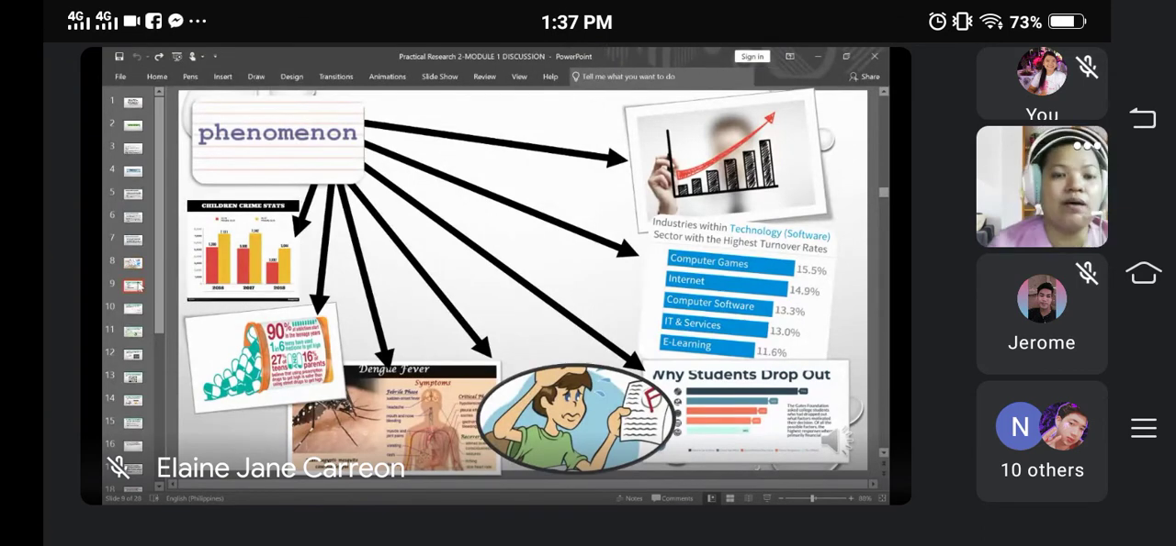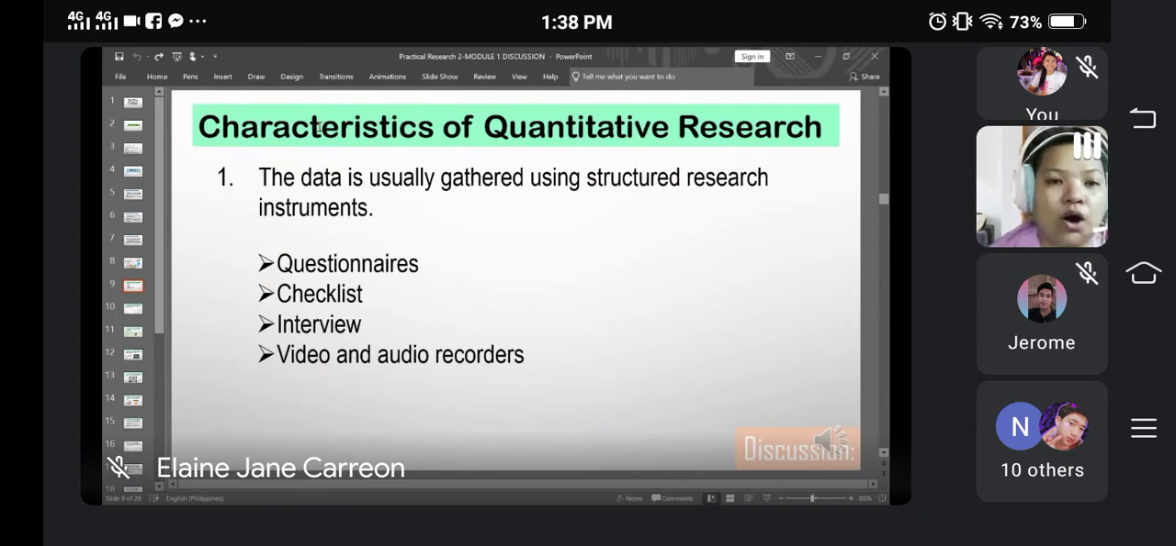Next. So, we are now on the characteristics of quantitative research. The first characteristic is that the data is usually gathered using structured research instruments. As I've said a while ago, before you make your research, you need to plan your research sophisticatedly and follow scientific procedures.